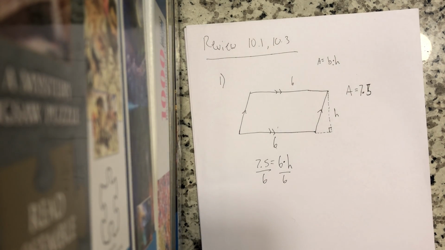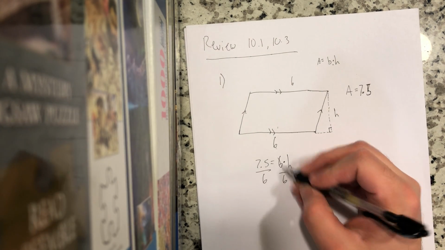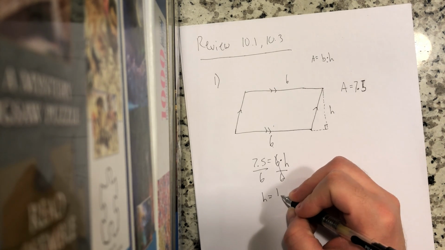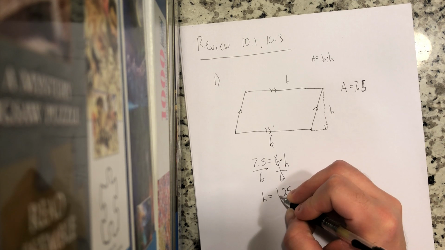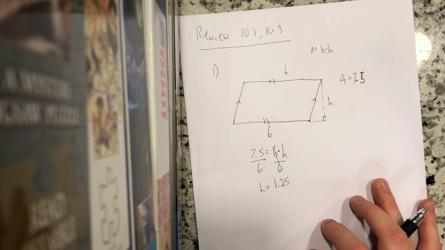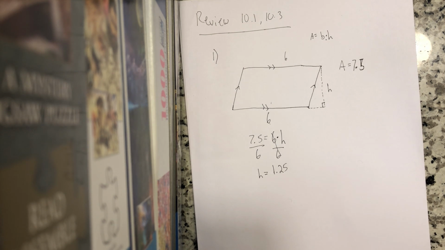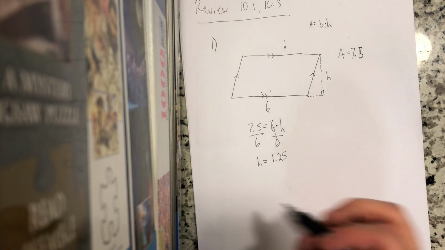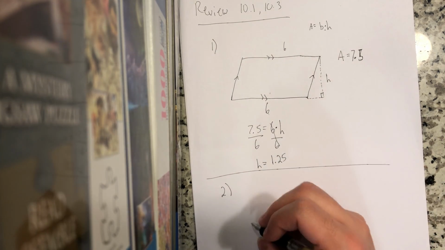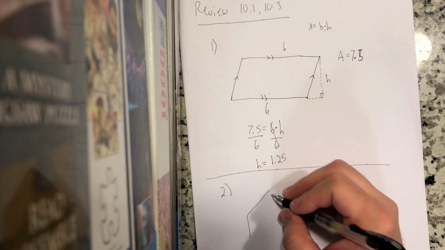And after you do this, these 6's are going to cancel. H, which is the height, should come out to about 1.25. And if we had units, we would also put units. So let's say I put centimeters on here, then you put that height in centimeters. So that's the first example here. All right, Example 2. We're going to have a trapezoid.